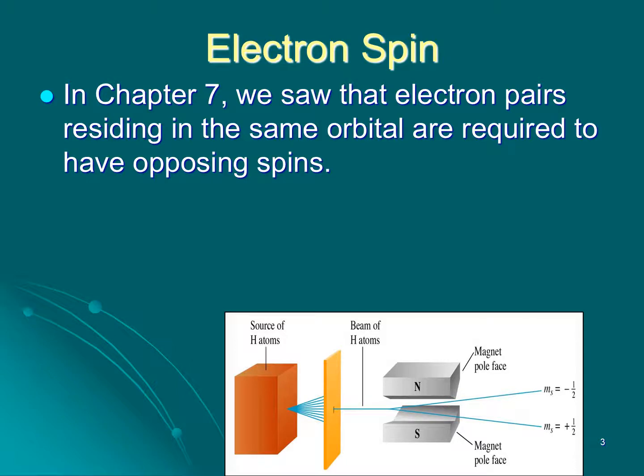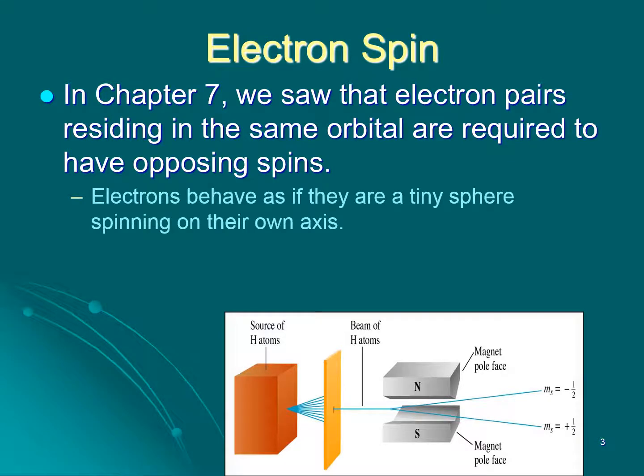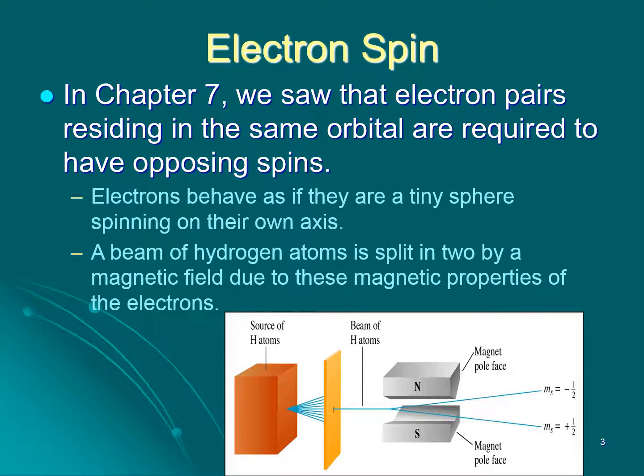Okay, so we saw in Chapter 7 that electron pairs in the same orbital have to have opposite spins, with an m sub s equal to plus 1/2 or minus 1/2. It's because electrons behave as if they were tiny spheres spinning on their own axis. We'll see a picture of that in just a second. In fact, if you take a beam of hydrogen atoms and send it through a magnetic field, half of them will be attracted to the positive pole, and half of them will be attracted to the negative pole.